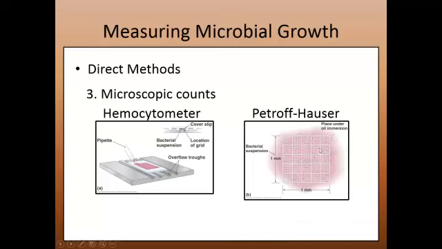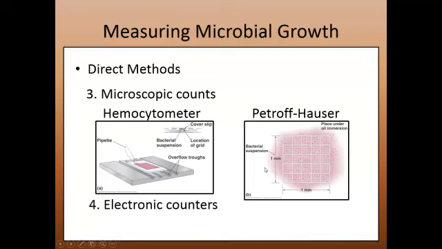But here's a nice blow up of the grids. It makes it easier to count those little dots if you have a grid. So I can count this square, and go on. And because I know exactly how much fluid is under here, I can use that information to determine how many cells per ml I've got.